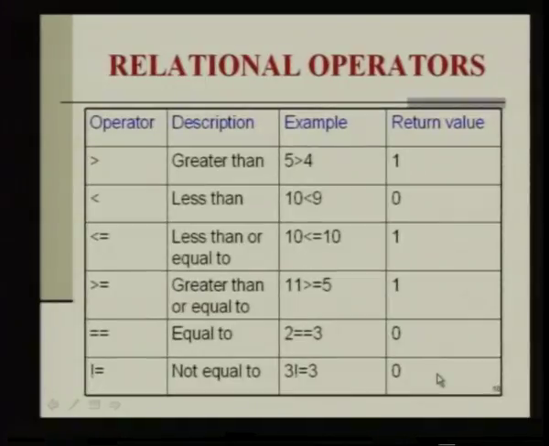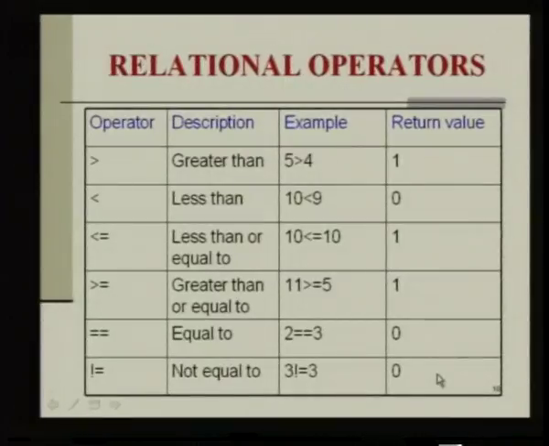So, what does this indicate? How is it applied? Now, these are the relational operators available in C. You have greater than, less than, greater than or equal to, less than or equal to, equal to, and not equal to. It is very important here to remember the operator symbols, because we will be using only the operator symbols in the program. Equal to has two equal to symbols, and not equal to has one exclamation mark followed by an equal to. So, all these have to be kept in mind.